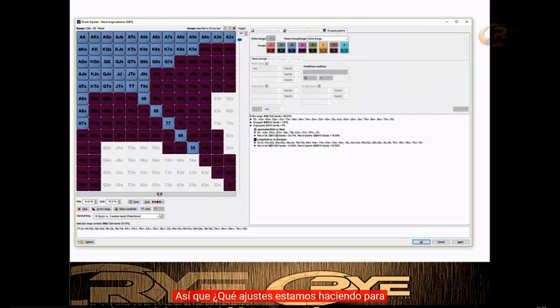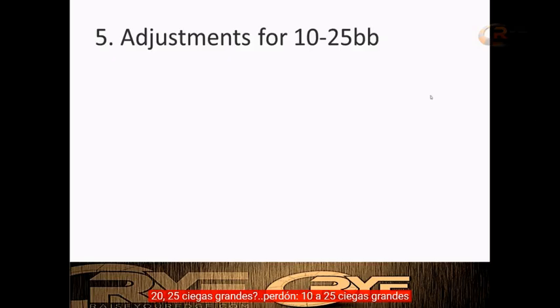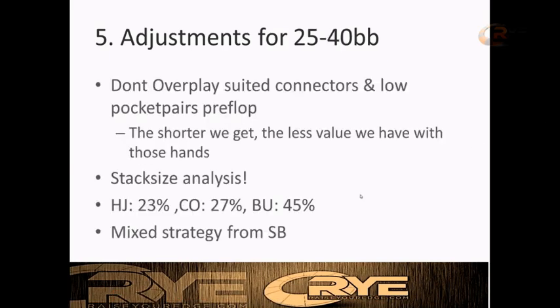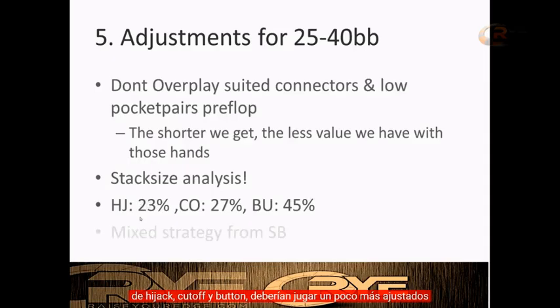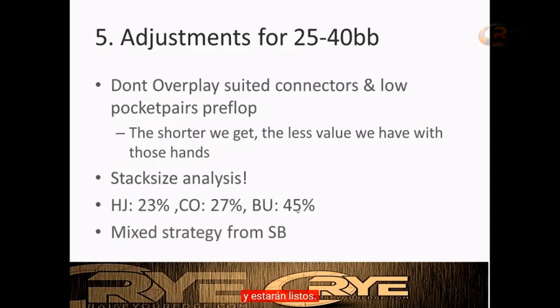So what adjustments are we doing for 10 to 25 big blinds? The mixed strategy I just showed you, since we're limp jamming, is the small blind range for 10 to 25 big blinds. The range we are playing between 25 and 40 big blinds, what we're open raising from those positions, is pretty much or almost the same as with 40 big blinds and more. But remember, I gave you the numbers from the hijack, cutoff and button. You should become a little bit tighter, and then you're good to go. From under the gun and middle position, we're already raising pretty tight, so you don't need to adjust there.